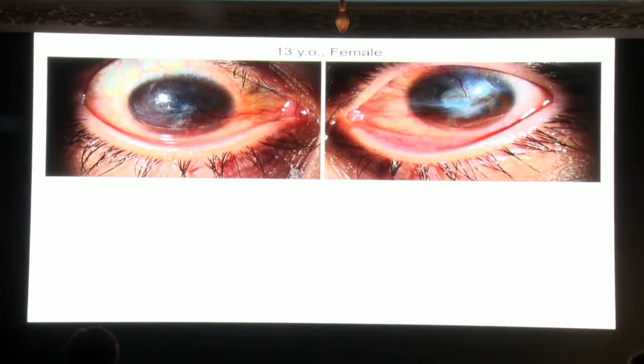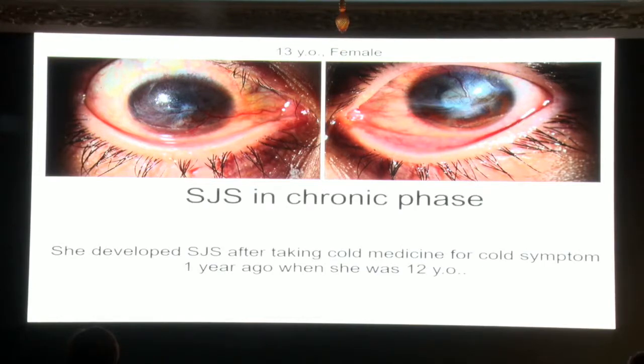This is a 30 years old female ocular surface. This is also SJS in chronic phase. She developed SJS after taking cold medicine for cold symptoms when she was 12 years old.